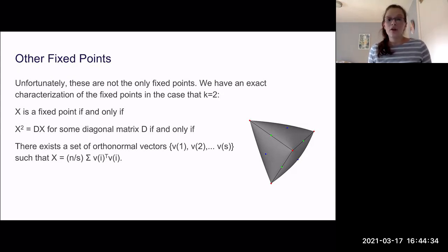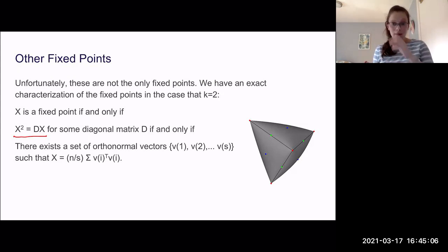So for k equals 2, if we're back into just that elliptope case, just the max cut problem, then we do have a characterization of these fixed points, and these are the blue and green points that are put on the elliptope here. So we actually know that you're a fixed point if and only if you have this sort of funny structure where your matrix squared is equal to a diagonal matrix times yourself. So that gives a lot of structure to what these points can look like.